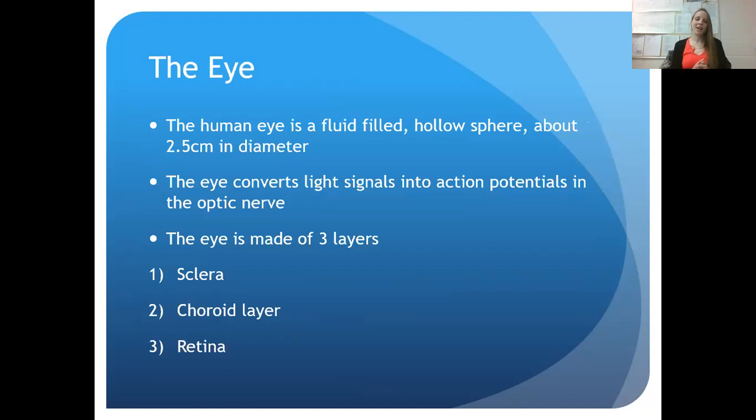Okay, the human eye is a hollow sphere which is filled with fluid and is about 2.5 centimeters in diameter. And the whole job of the eye is to convert incoming light signals into action potentials that get sent out the optic nerve to the brain. The eye is made up of 3 different layers. The outer layer is called the sclera, the middle layer is called the choroid layer, and then the innermost layer is the retina.